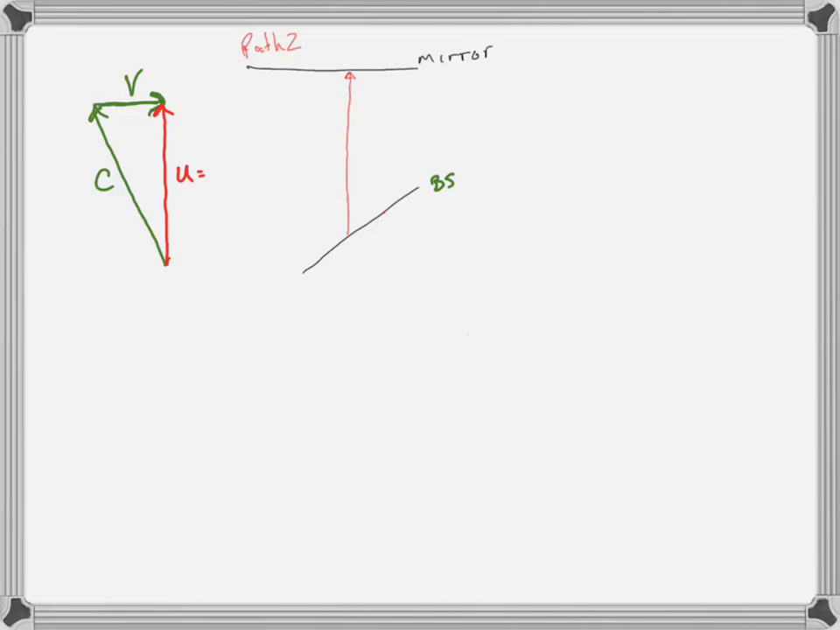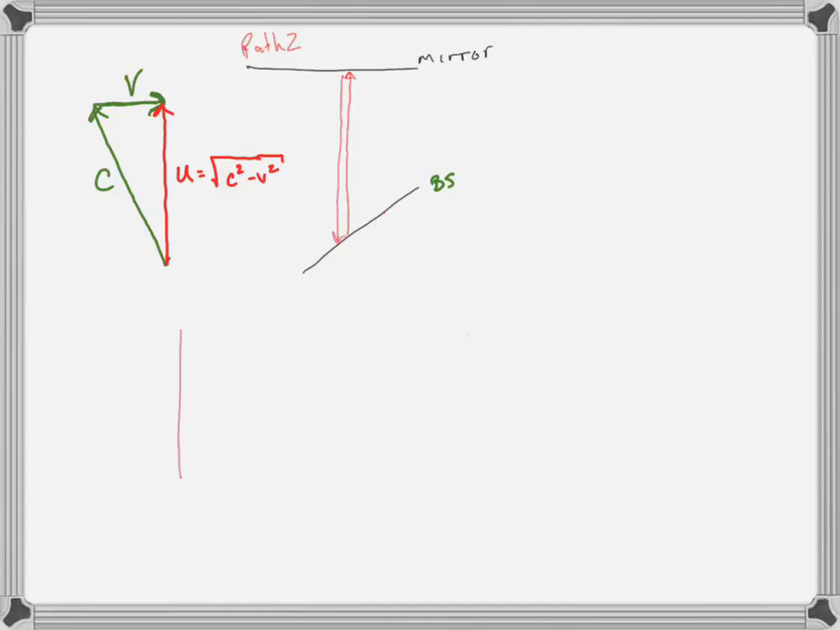It's going to be, what is it? Well, you should be able to do that. It's geometry of the right triangle. It's square root of c squared minus v squared. Okay. Then the light that's coming back, whoops, let's draw that. The light that's coming back is going to have the same kind of thing, right?